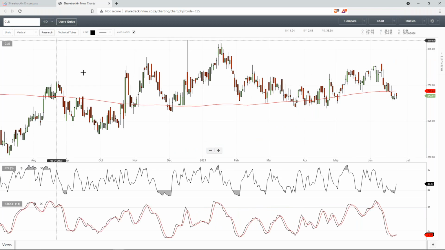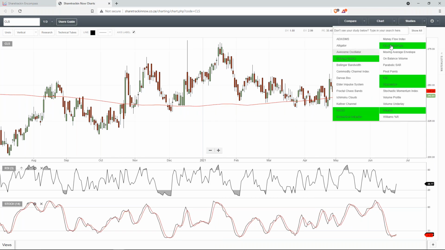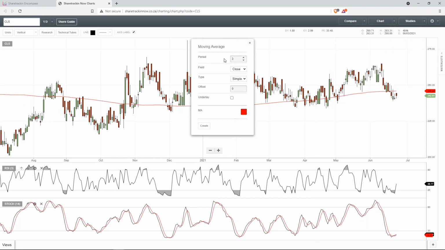I'm only going to keep it on daily because that's what we're currently looking at, and I'm going to add a moving average of 3. So it's 3 days on top of the RSI. On the field, I'm going to change it from close. Close is basically the main chart, but I want to change the field to the RSI. So I want the 3-day moving average to be on top of the RSI, and then make the type exponential. A simple moving average will have a wider range, or a wider movement, but we want a tighter movement, which is the exponential moving average. And then create.